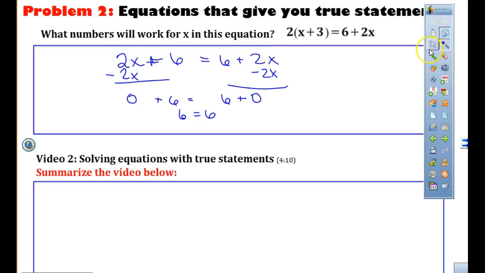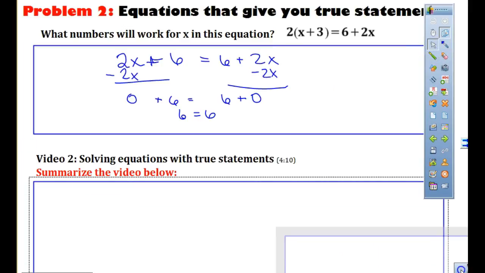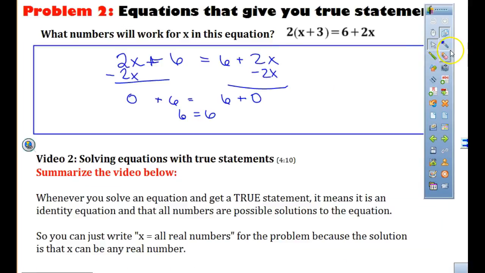So when we look at that, from this last video, whenever you get a true statement this time, so this time as we look at ours and we go, oh, we got this true statement, okay? Anytime we have a true statement, it means that we have an identity. That is not what we write for our answer. We don't write, oh, identity equation. Our answer is for x, all real numbers, okay?